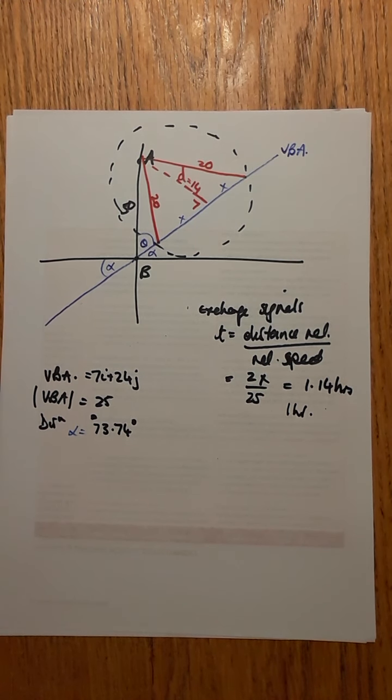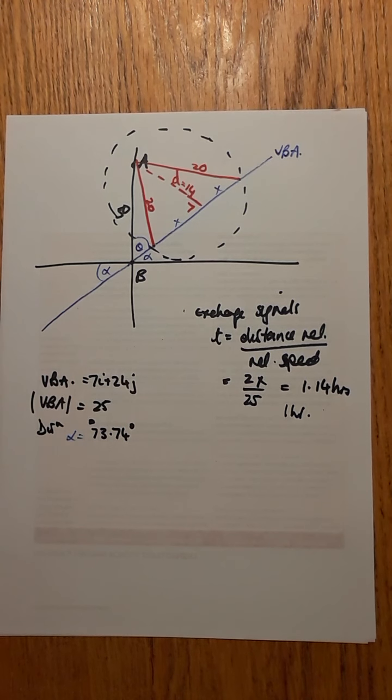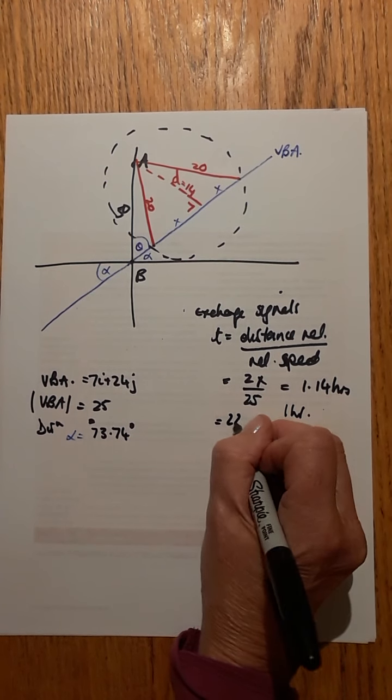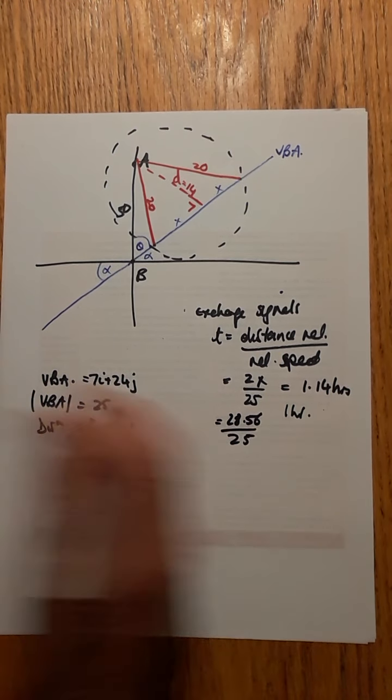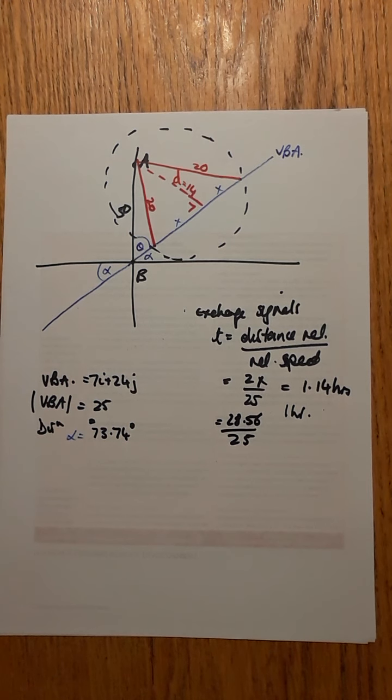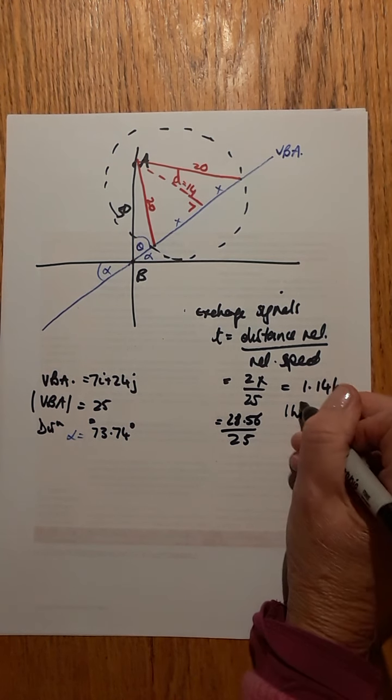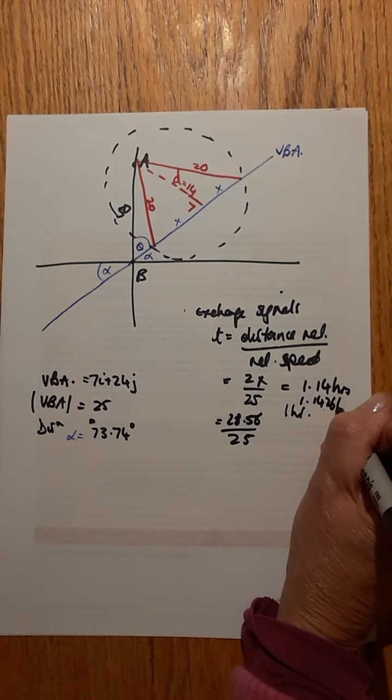So the 2x, let me just go back over this figure again. 20 squared minus 14 squared, and get the square root of the answer. 20 squared minus 14 squared gives me 204. And if I square root that answer, I get 14.2828. Now, if I double that to get 2x, it is 28.56. So 2x is 28.56 over 25, which gives me 1.1426. I'll be a little bit more accurate.